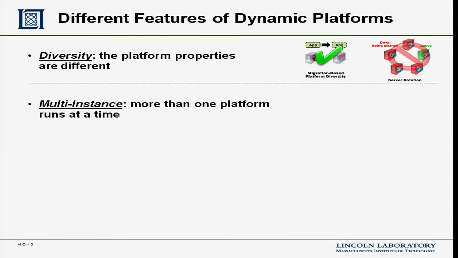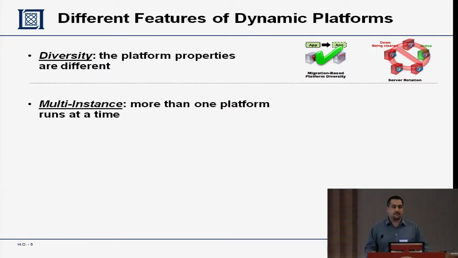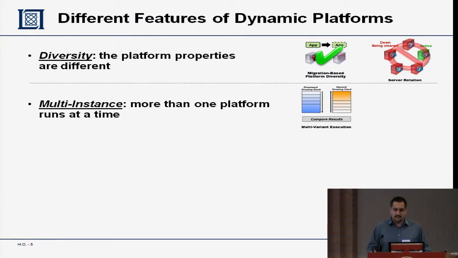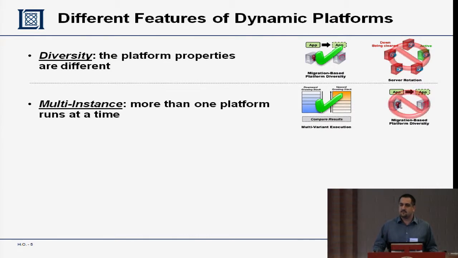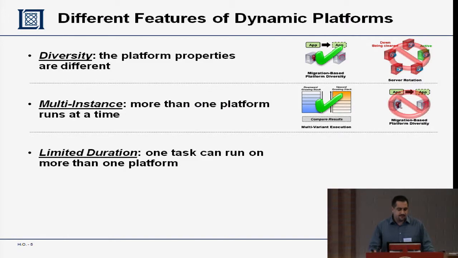The second feature is multi-instance, whether or not multiple instances of the platform run at the same time. Going back to those examples, the multivariant execution technique, the reverse stack technique, does provide multi-instance, but the migration-based technique does not because one platform is active at any time in this case. The next feature is limited duration, whether or not one task can run on multiple platforms.